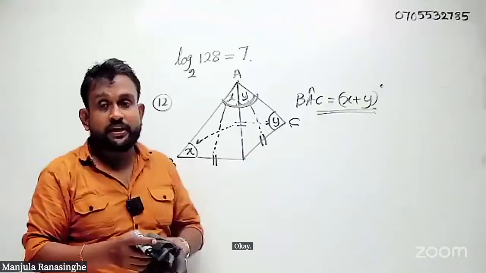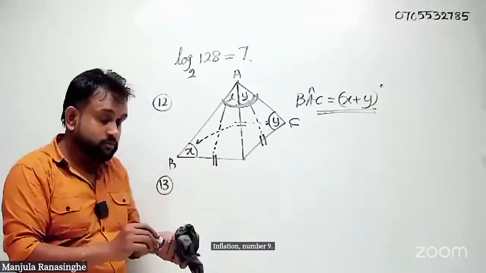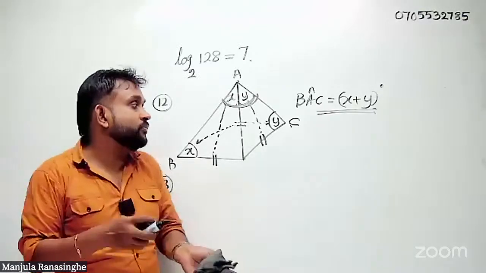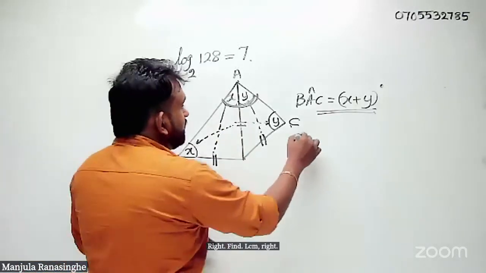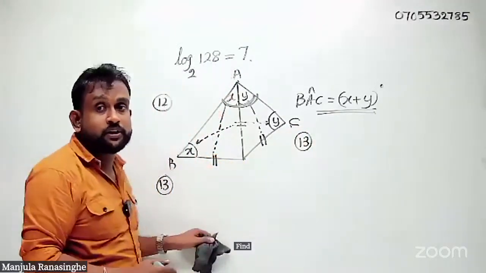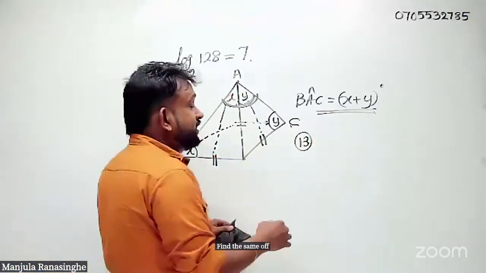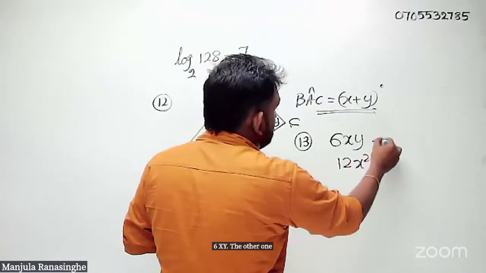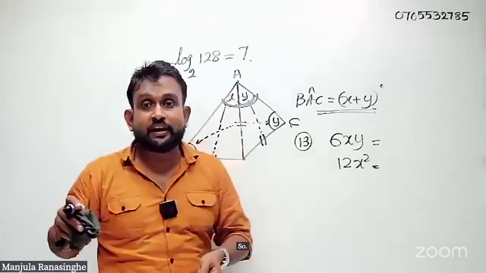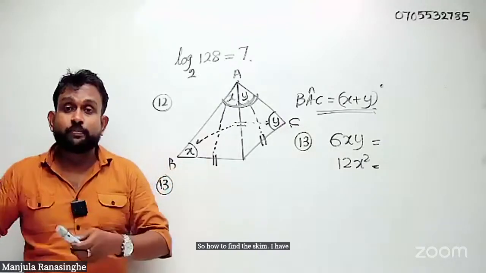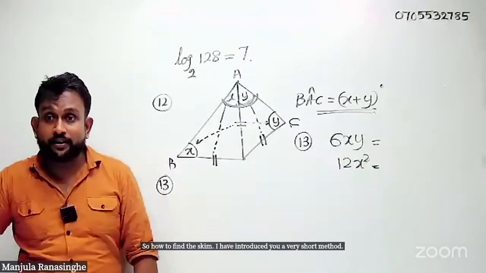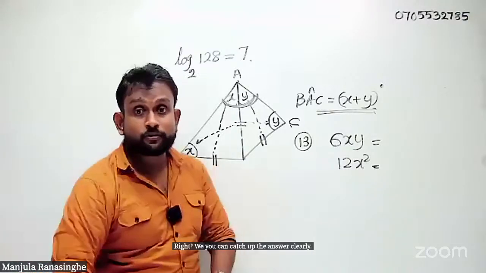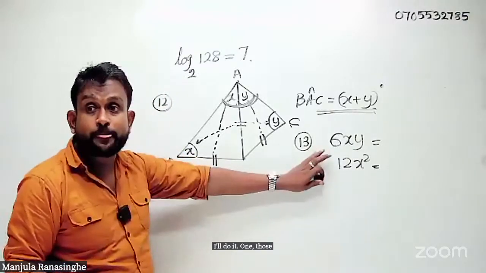And question number 13. Find the LCM, as I previously did. Find the LCM of 6xy and 12x squared. So how to find the LCM? I have introduced a very short method, with which you can catch the answer clearly. Those who didn't complete, see there.